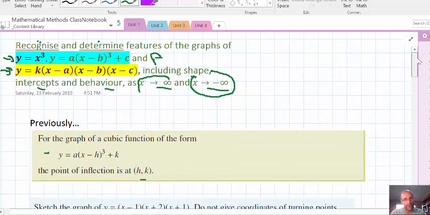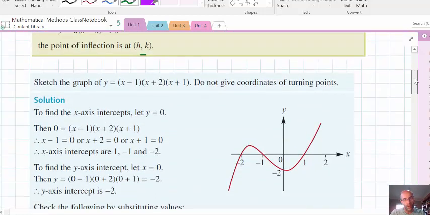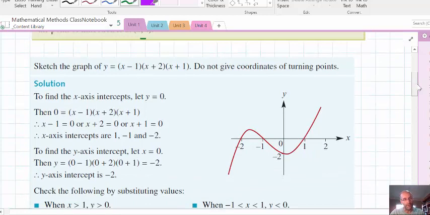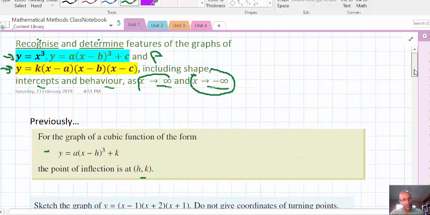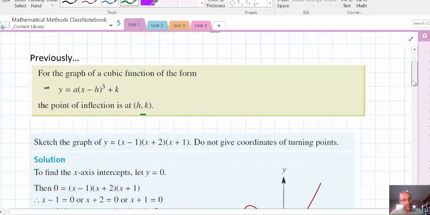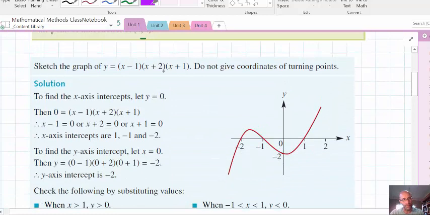With the features, we'll have a look at an example, and we've got that form that we just saw up above, the third form in yellow, where k equals 1. So we've got three factors here. That's the factorized form of a cubic. We have three factors, and we want to do a basic sketch of the graph.